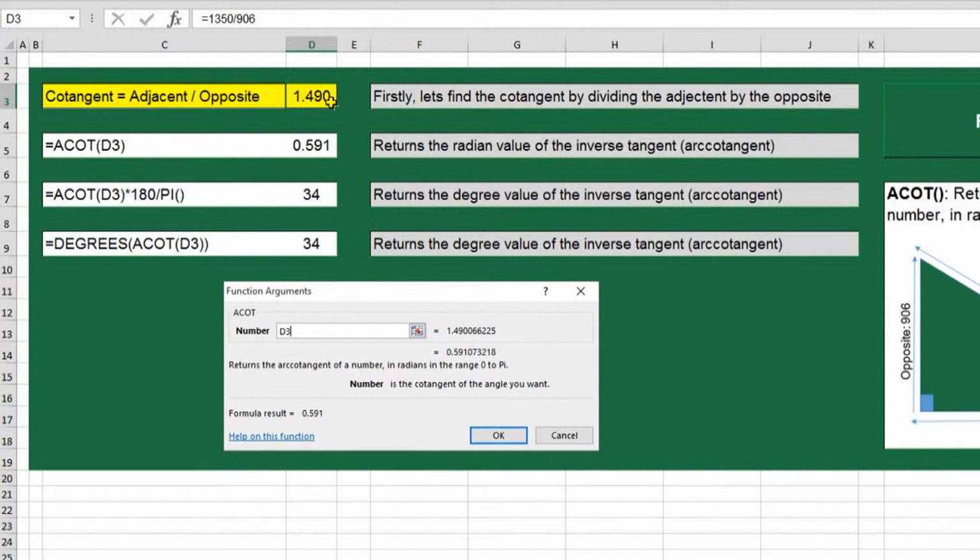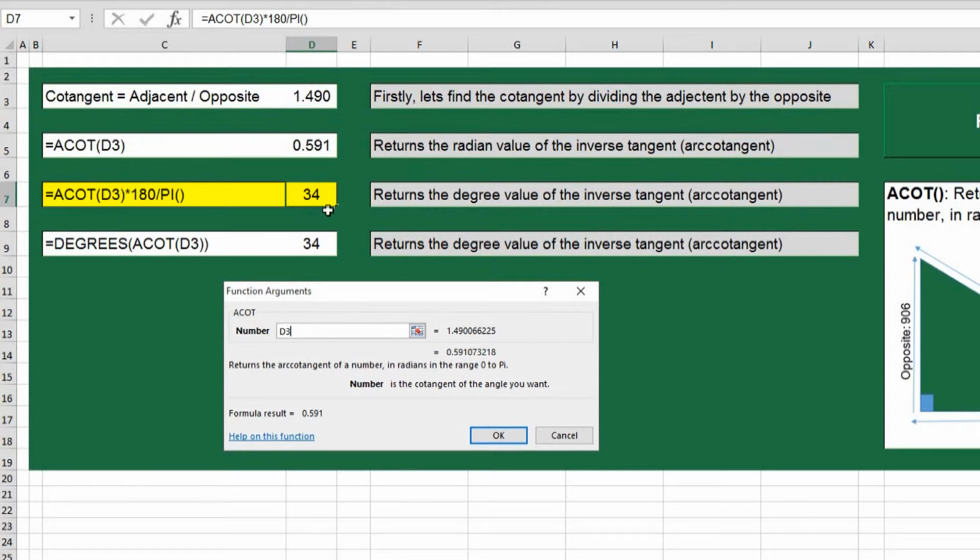Now we can calculate the radian value of the inverse cotangent by using the formula ACOT, open parenthesis, D3, which is where our cotangent value is, close parenthesis, which returns a value of 0.591 for the radian value. To convert radians to angles, we multiply the radian value with 180 over pi, or 3.14, to discover that the angle here is 34 degrees.